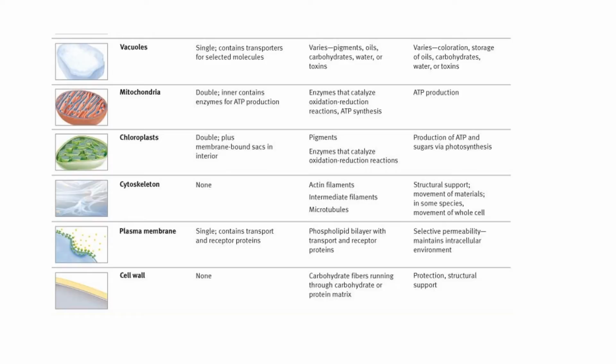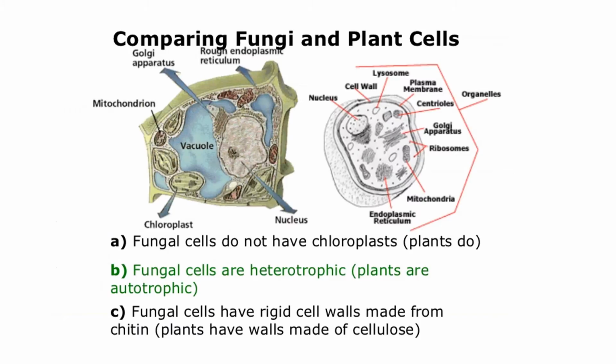The cytoskeleton holds things up, but it also acts as tracks that things can move around on in the cell. The plasma membrane, also known as the cell membrane, is selectively permeable, and it lets some things in, some things out. The cell wall is outside of the cell membrane, and it's for protection and structural support. A lot of different pieces here.